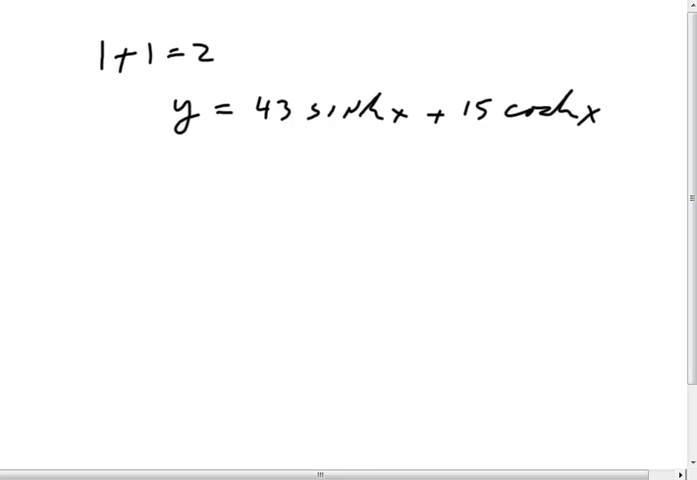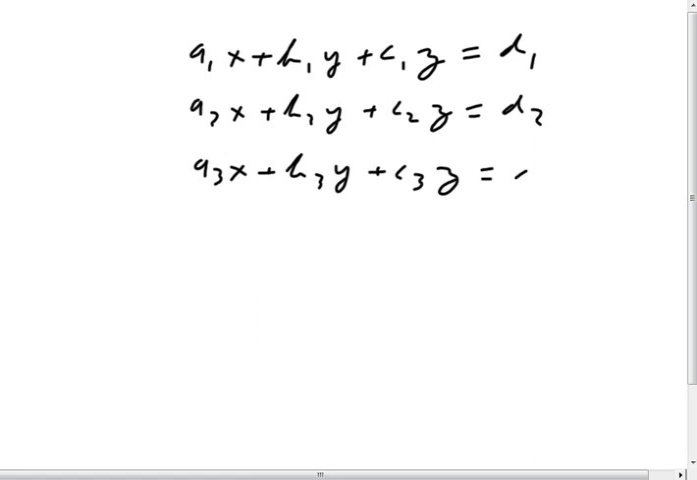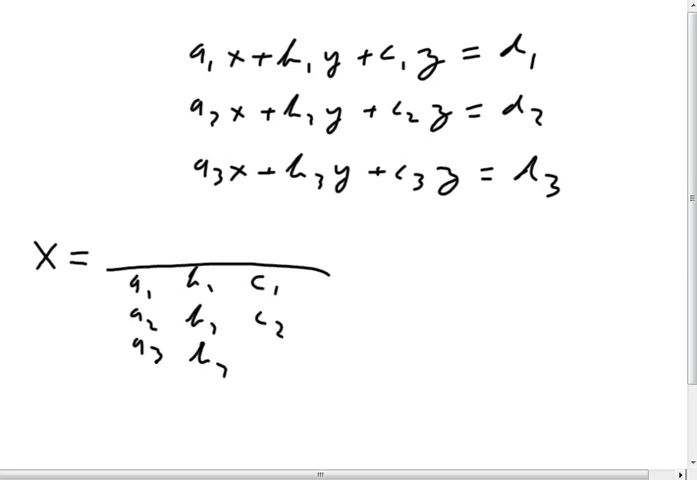Looking at number 6. Oh, what is Cramer's rule? Cramer's rule says that if I have a1x plus b1y plus c1z is equal to d1, and a2x plus b2y plus c2z is equal to d2, and a3x plus b3y plus c3z is equal to d3, then x equals, on the bottom, a1, a2, a3, b1, b2, b3, c1, c2, c3, that's the determinant.